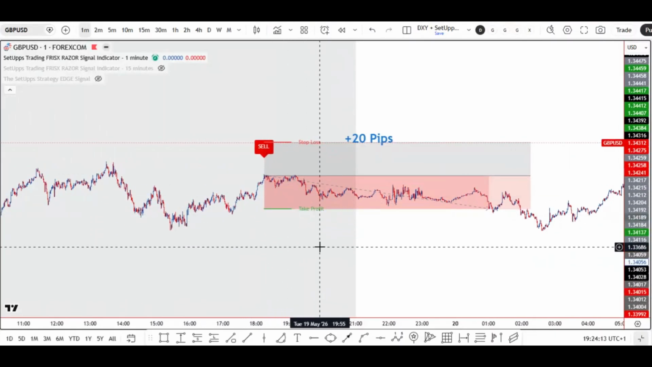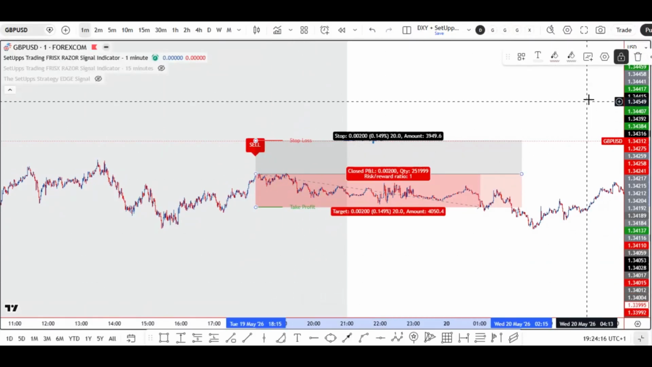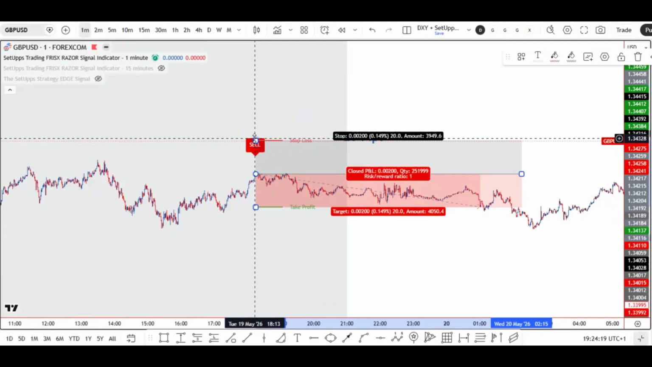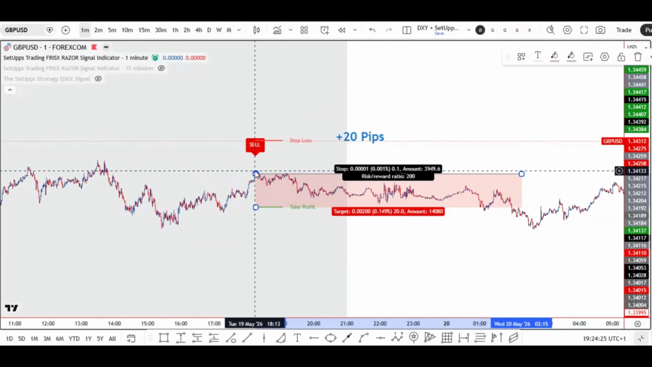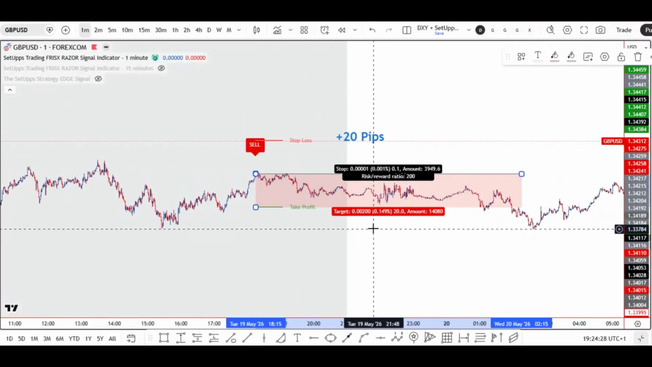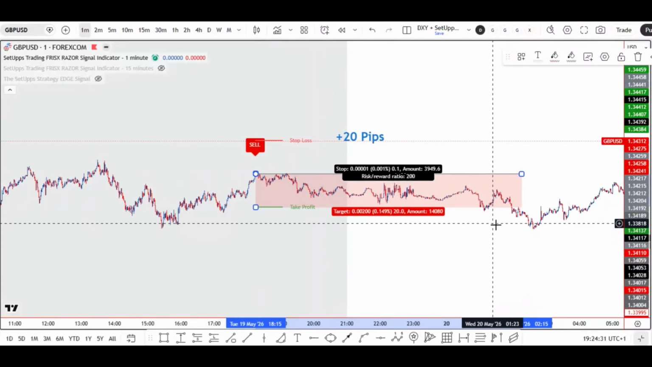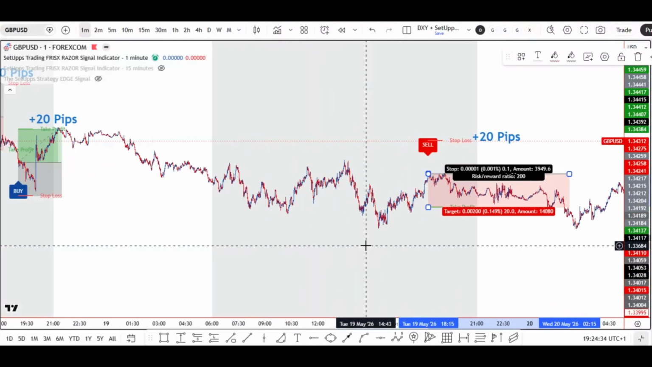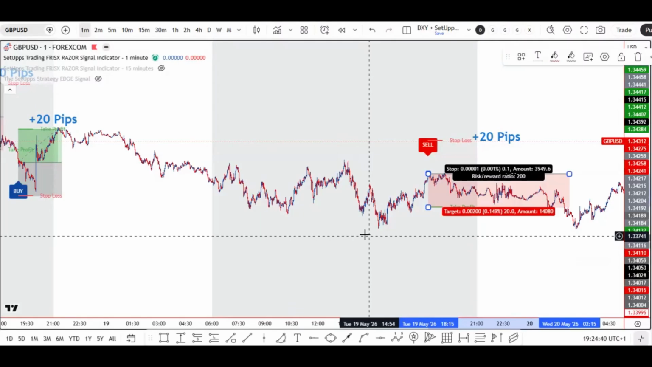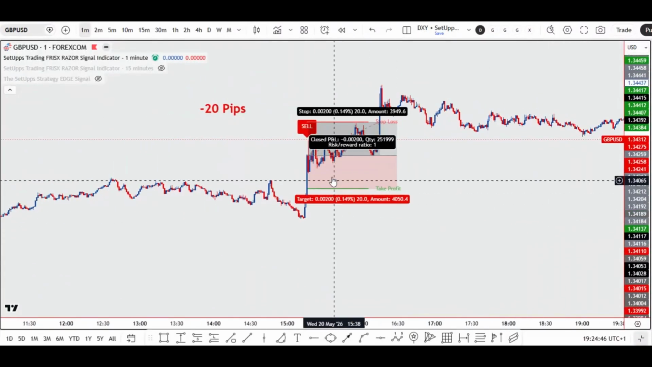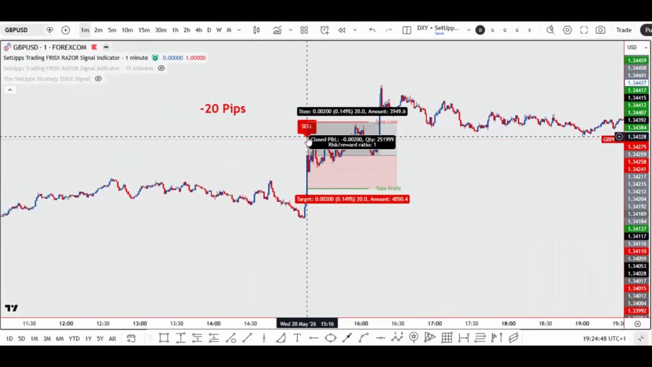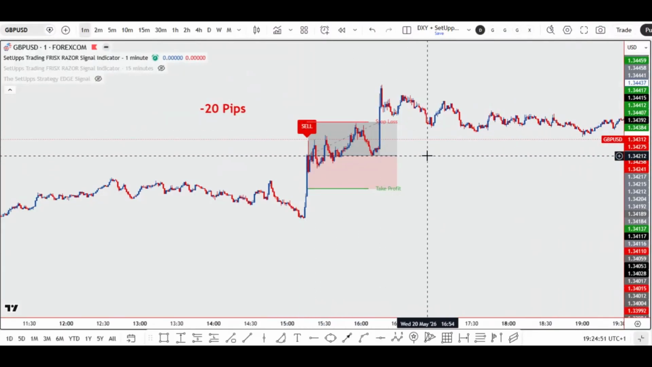As I said, we protect our capital, so that goes into profit. You move your stop loss to break even to protect your capital after 10 pips, and then again that hits TP. So happy days again. On Tuesday we've made $400, so that's 20 pips. On Wednesday we had one signal at about 3:15, it goes against us, hits stop loss. So we've lost 400 there.